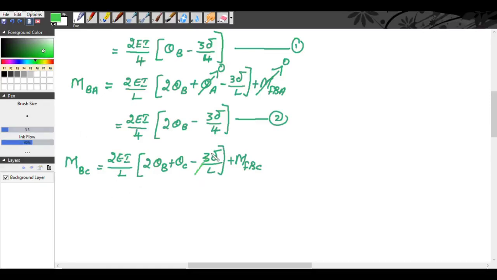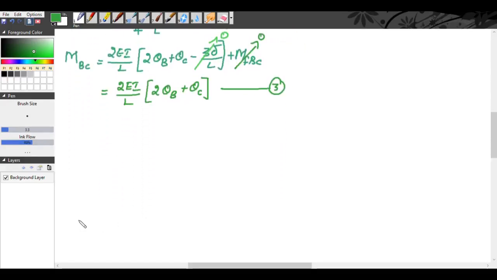So this delta will be equal to 0. So M of BC already is equal to 0. So what we get is MBC is equal to 2EI by L into 2 theta B plus theta C, equation number 3. So MBC is over.